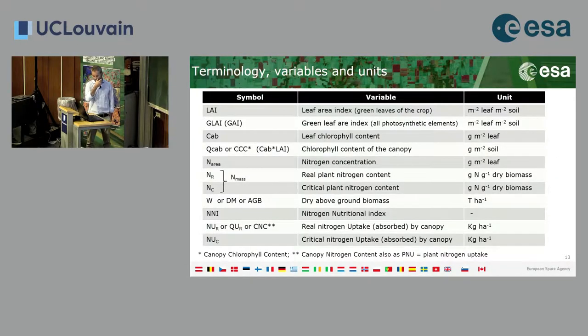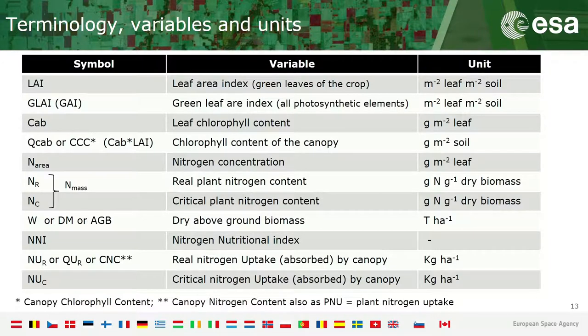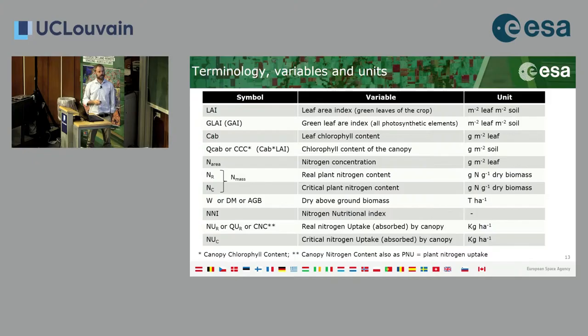So this table I'll just give you, and you will have later in your material, because it's important to have all the terminology. Just to recap briefly, I think that leaf area index and green leaf area index, you already have an idea from the previous lesson, the other days. What is reported, CAB, is the chlorophyll absorption, and is related to the density, or the quantity of chlorophyll per square meter of leaf surface.